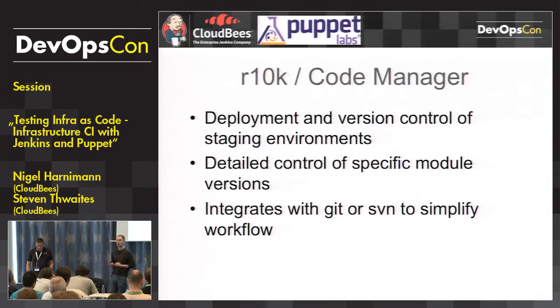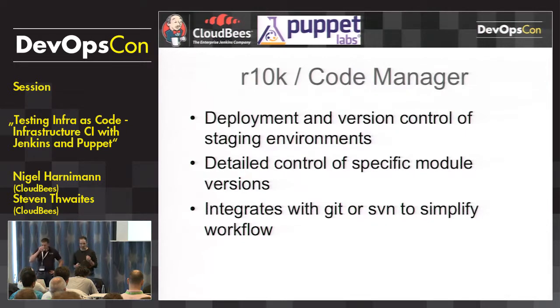So, for example, in production, I will have a set of modules which are at the stable release, and in QA, all of those modules will be at a slightly more advanced release, which is going through testing. And in development, this will be where the latest and greatest is being tested out. And this is what we have in R10K. So this is a tool and a method for working with Puppet code across multiple staging environments.